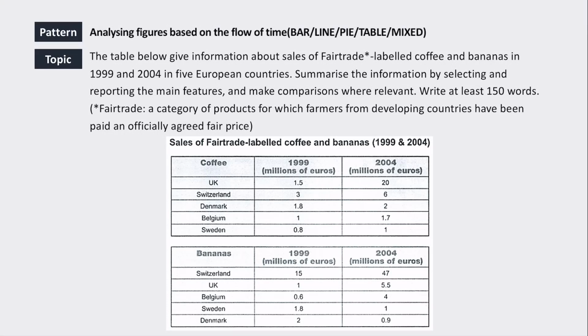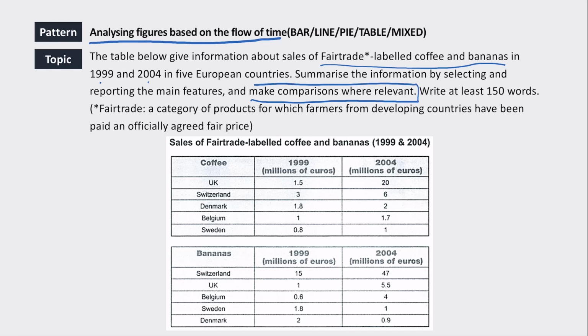Okay, so we've got an IELTS Task 1 topic. The question is analysing figures based on the flow of time. And we've got a table here. The table's giving information about sales of fair trade labelled coffee and bananas between 1999 and 2004 in 5 European countries. Summarise the information by selecting and reporting the main features and make comparisons where relevant.